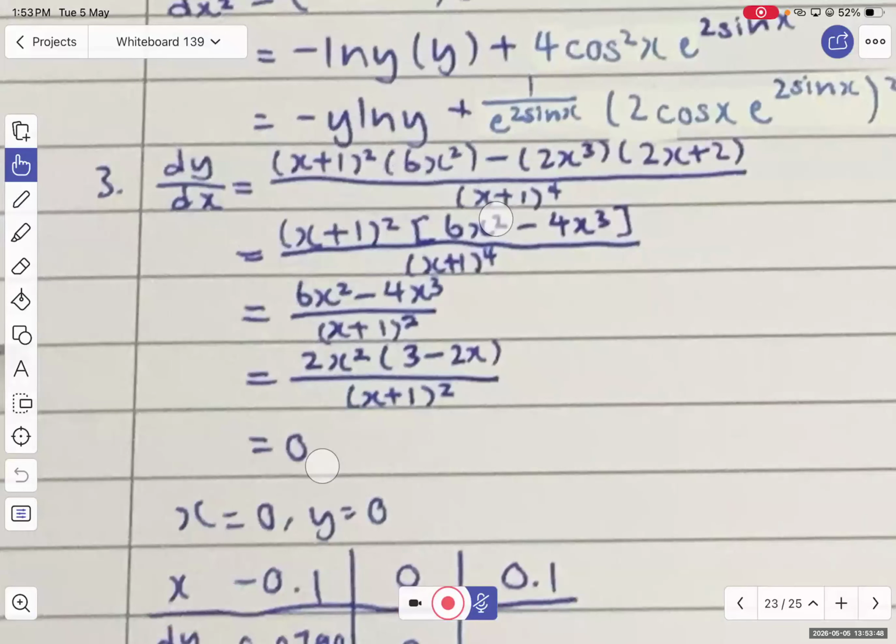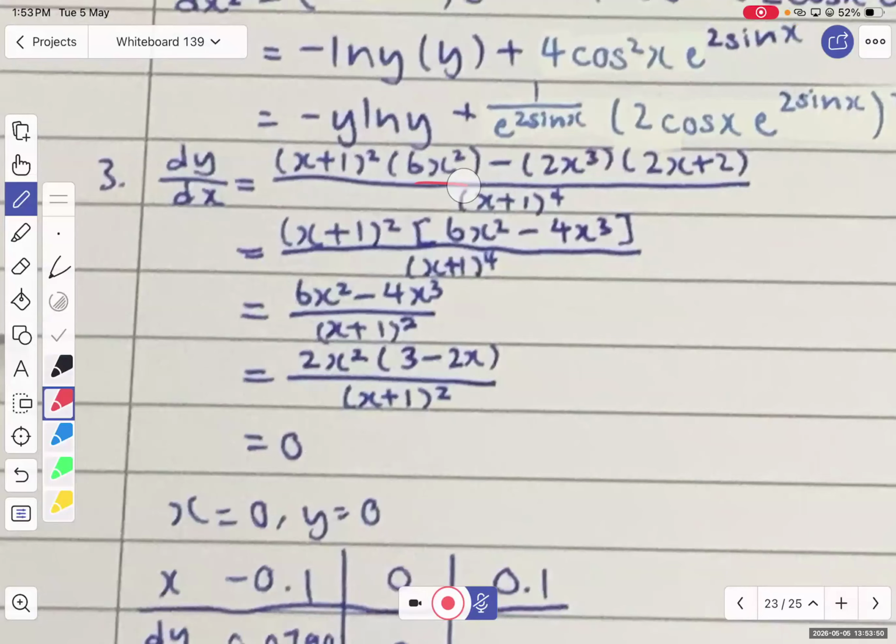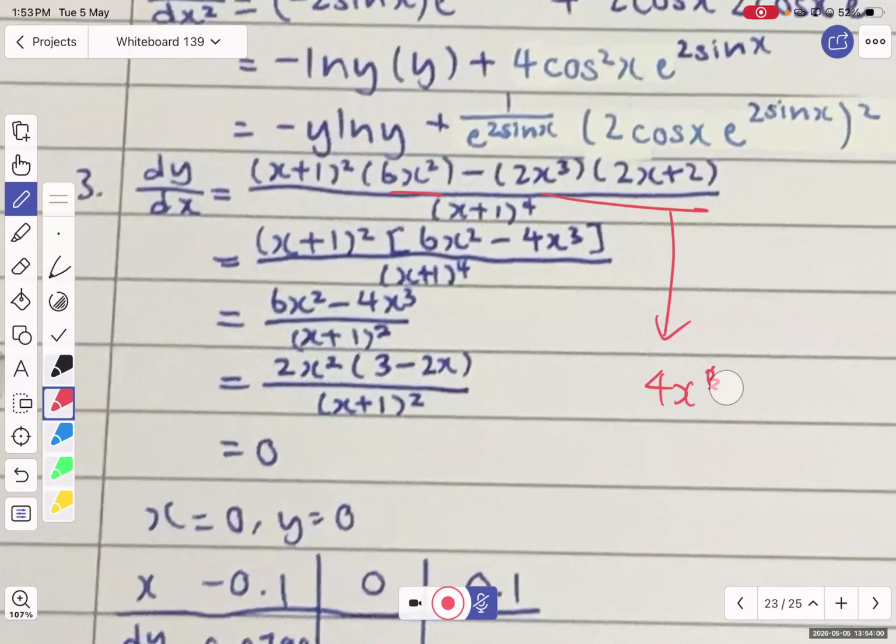Here you got this, right? Wouldn't this part be 4x cubed? 4x power 4, yeah, 4x power 4, minus 4x cubed.